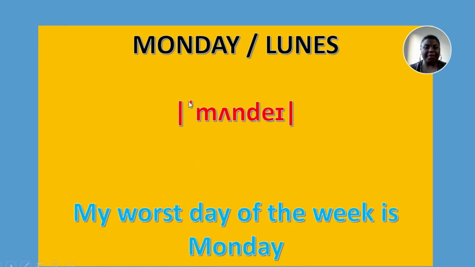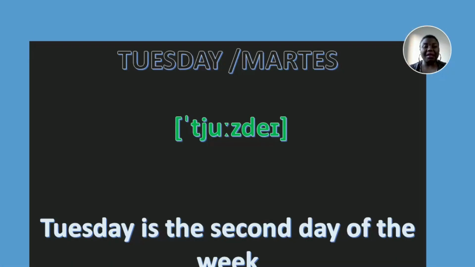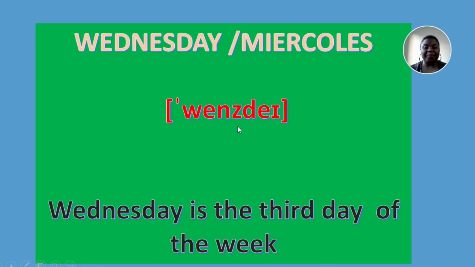Monday. Como ves, ponemos estrés en la primera palabra. Monday. The second day of the week is Tuesday. Tuesday. También tenemos estrés en la primera posición. Tuesday is the second day of the week. Martes es la segunda día de la semana. So Tuesday es martes.